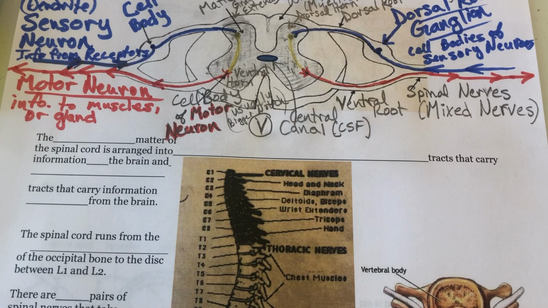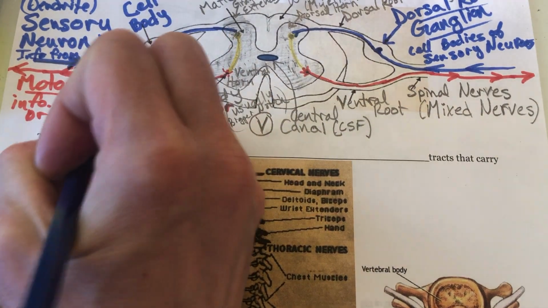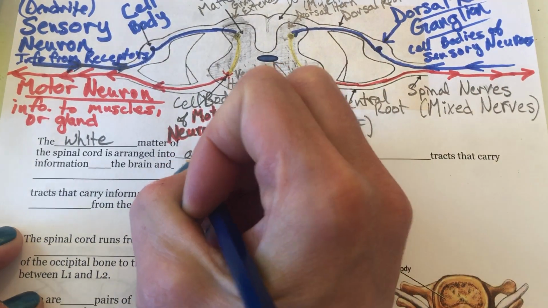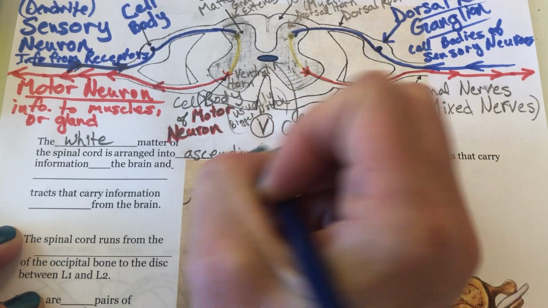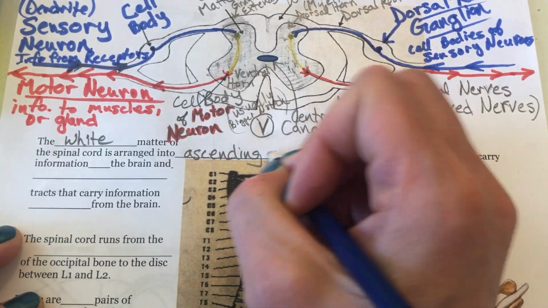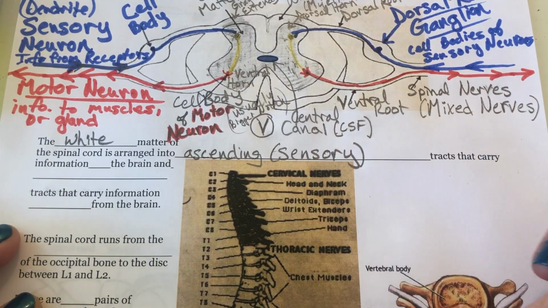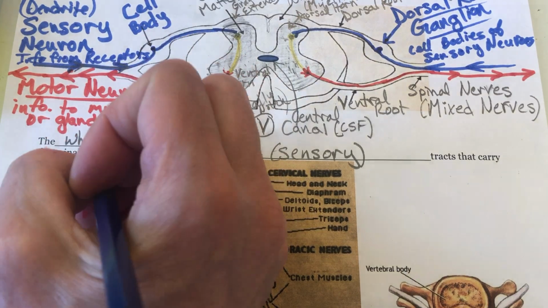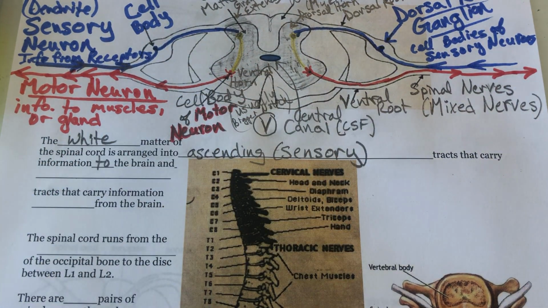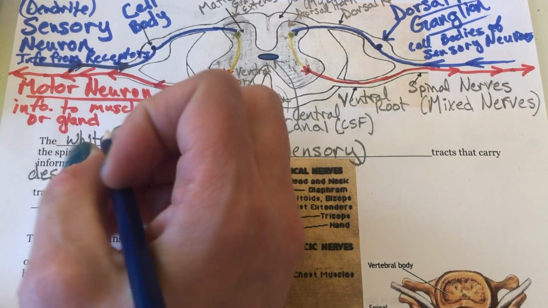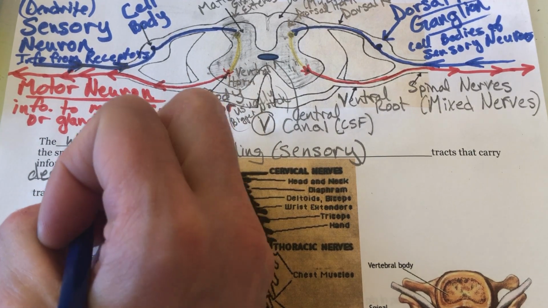Then we're going to talk a little bit about the white matter of the spinal cord. The white matter is arranged into ascending tracts, which would be sensory, that carry information to the brain. And then we can have descending motor tracts that carry information away from the brain. Some of these signals will only reach the base of the brain.